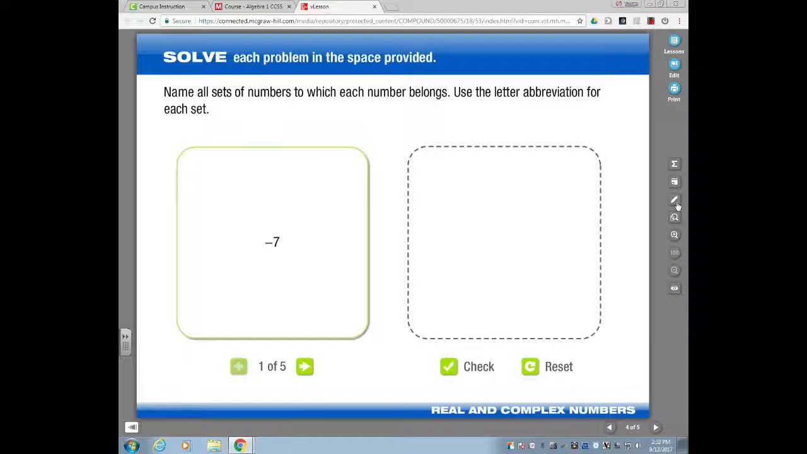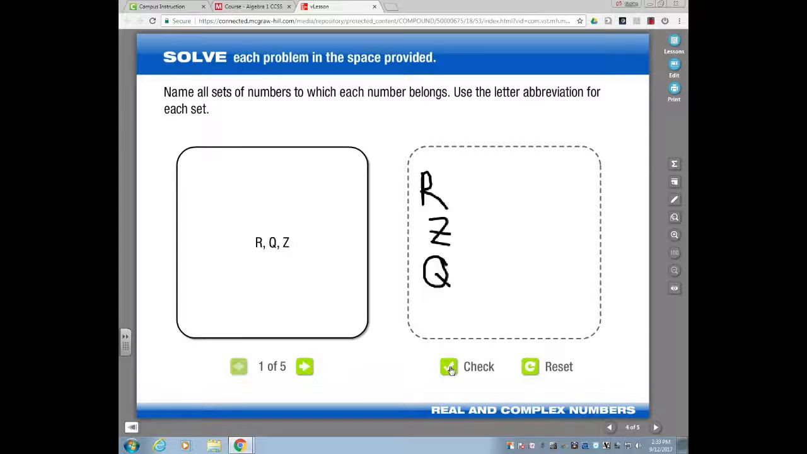Negative 7 would be considered a real number. Negative 7 would be considered an integer, which is represented by the letter Z. And negative 7 will also be rational, which is represented by the letter Q. And then I can check. So again, it is real, it is an integer, and it is rational.